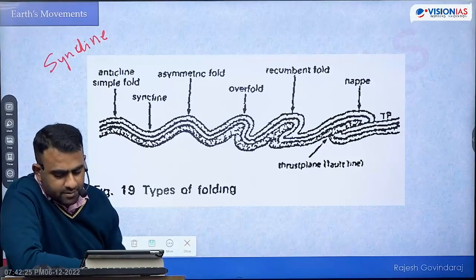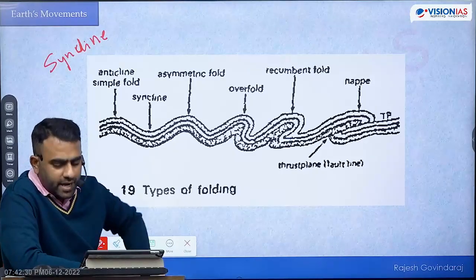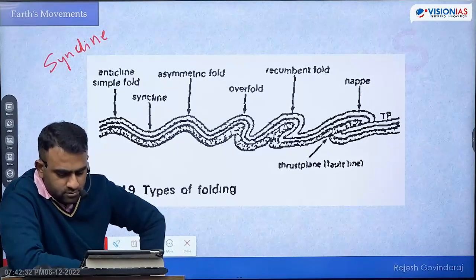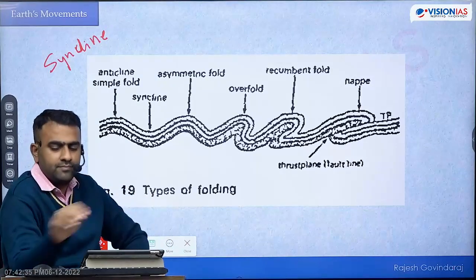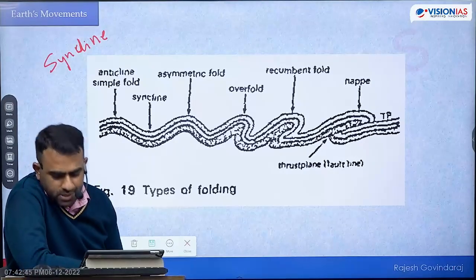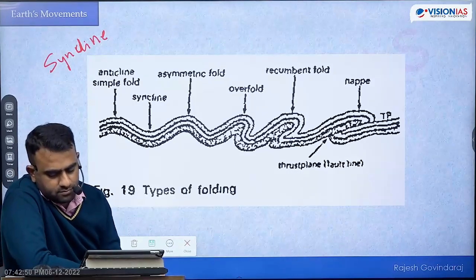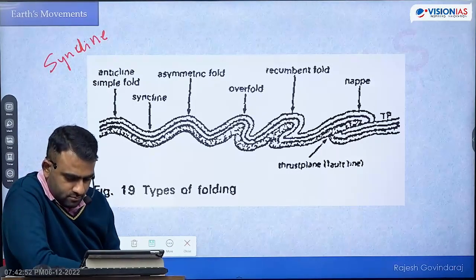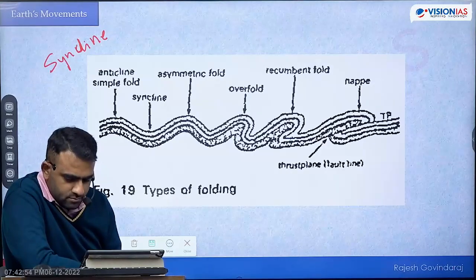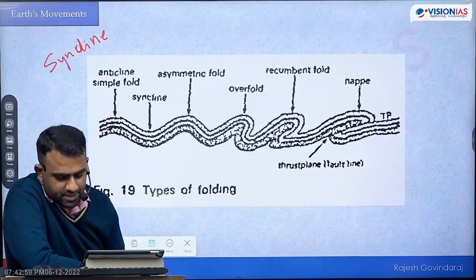Next point. If one of the limb is inclined at an angle more than the other, it is called as asymmetrical fold. It's called as asymmetrical fold.